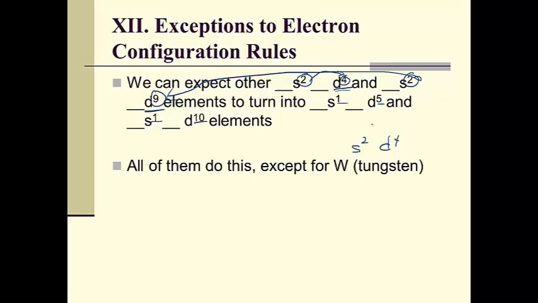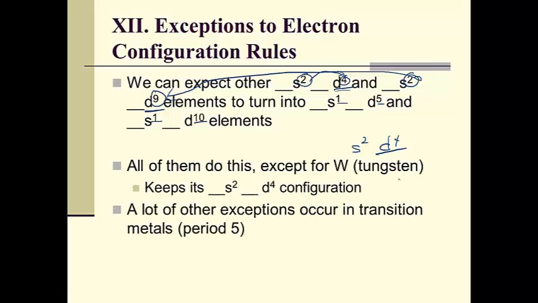So the ones that you are responsible for knowing are the d4s and the d9 configurations. The only one that does not change a d4 is tungsten. There are a lot of other exceptions in transition metals, especially in period 5. If you look at a periodic table in your textbook, for example, you'll see a lot of them, but the only ones you are responsible for knowing are the d4s and the d9s.